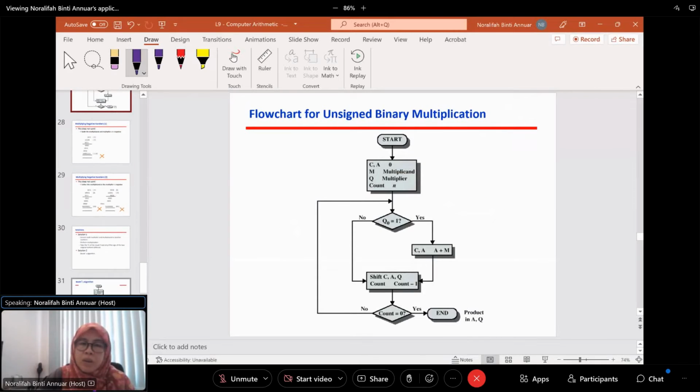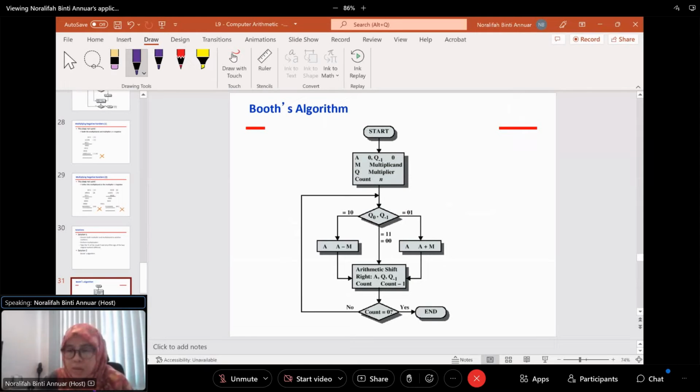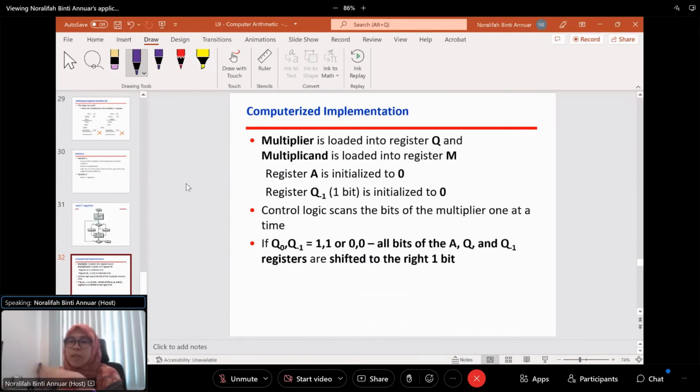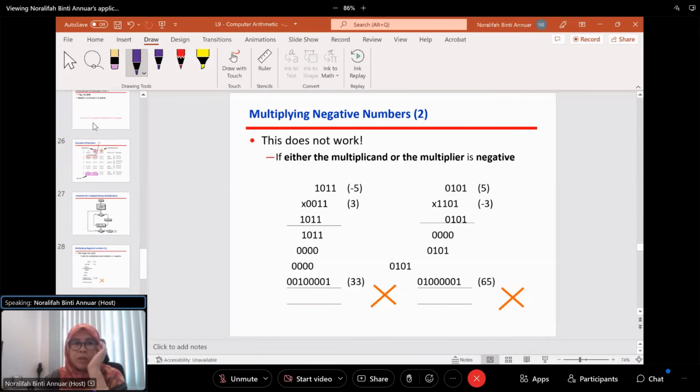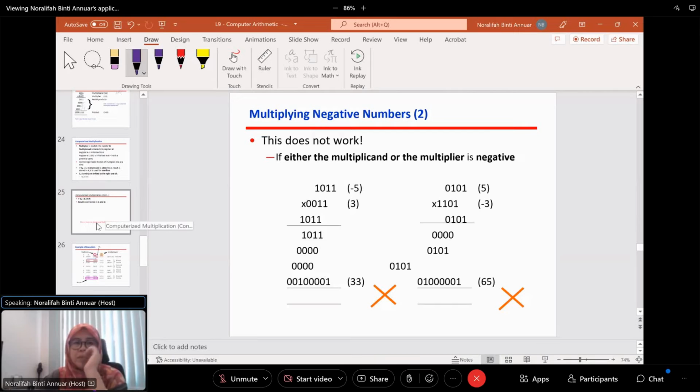In this week, you look at both algorithms. Both algorithms involve how many registers? A, M, and Q. While I'm explaining this, I want you to keep looking at the slides. This one is important, so just follow this. As long as you know what it means. So the multiplier is loaded into register Q. The multiplicand is loaded into register M. So you must know which one is the multiplicand and which one is the multiplier. Here it shows which is which.